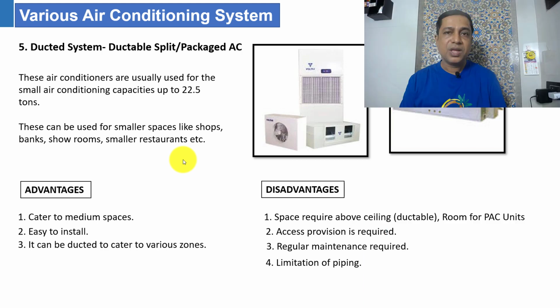Disadvantage, again, space requirement, because you have to keep that unit either in the ceiling or somewhere in the room. If it is a package unit, you need a small room. That is a space consuming affair. Access required. If you're putting something in the top ceiling, you need a proper trapdoor, which becomes a little ugly over a period of time. It needs maintenance, and hence it needs to be properly done. Regular maintenance required, and again it has a limitation in the piping, unlike the VRF.